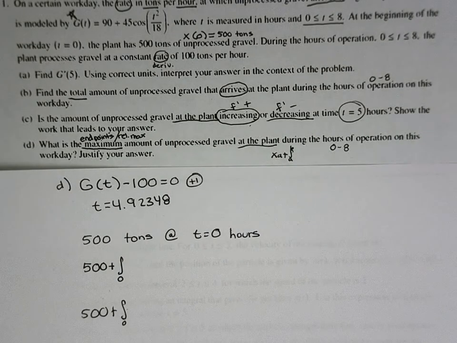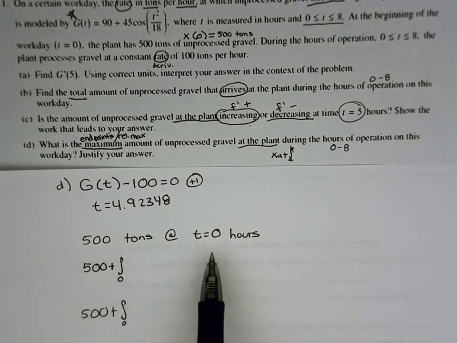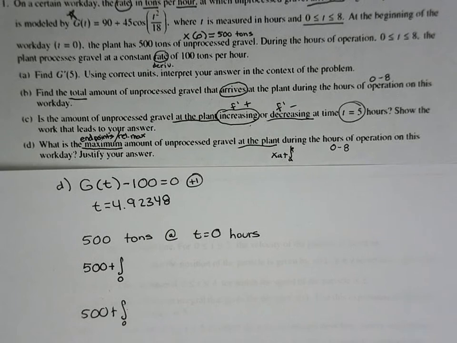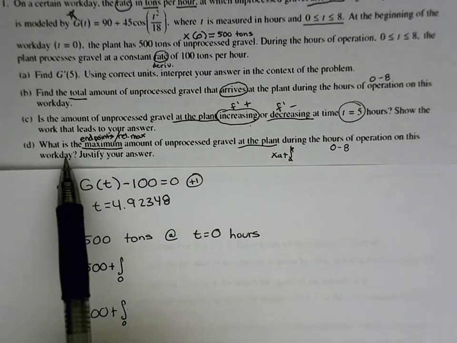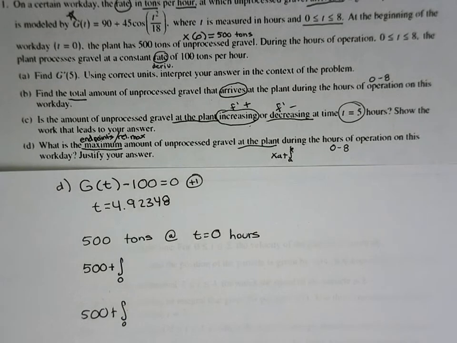Okay, so we left off with identifying that we need a position, right? We're trying to compare the fact that I know I have 500 tons at t equals 0, and so how much do I have at t equals 8, which is my other endpoint, and t equals 4.92348, which is my potential relative maximum? Because again, we're trying to find the total maximum, or the ultimate maximum amount, okay?